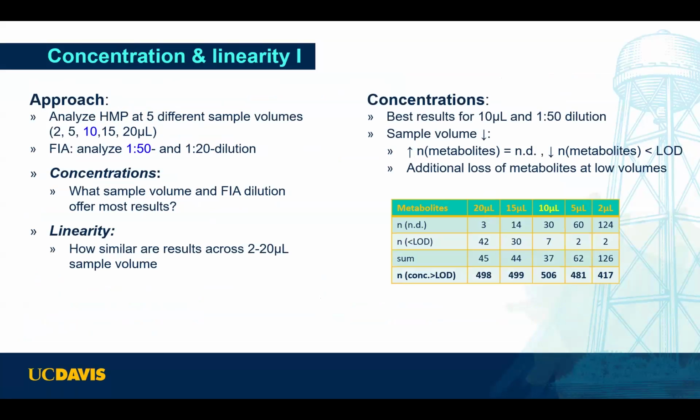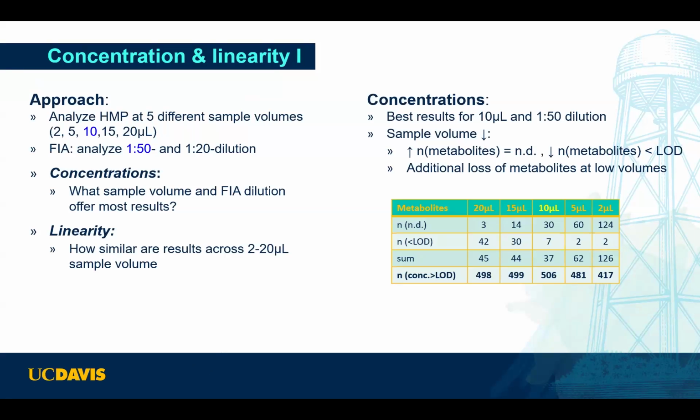So for concentration and linearity, we used 5 different sample volumes for the milk, 2 microliters to 20 microliters, as given here. And then the FIA analysis was also done in 2 different ways. One was a 1:50 dilution and the other a 1:20 dilution. And you can see the blue font highlights the typically used dilutions and sample volumes when you use the kit.